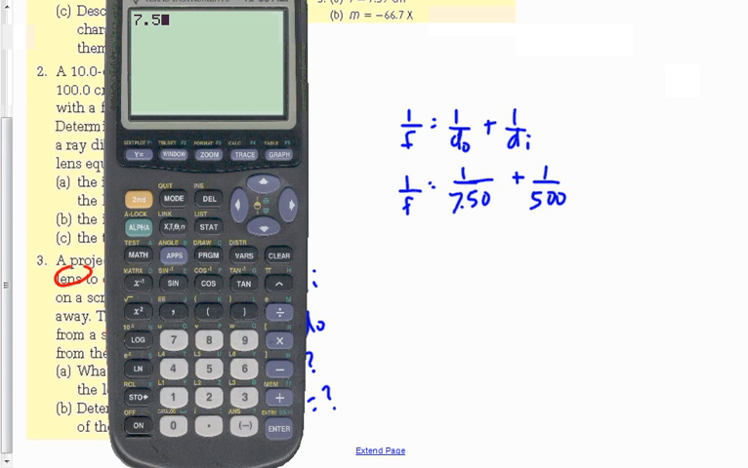7.5 x to the minus 1 plus 500 x to the minus 1 gives me 0.135. Let's flip that over. If this is a multiple choice question, what are the odds of 0.135 being there? Probably pretty good, because that's an easy thing to forget to do, is to flip it over. Let's flip that over. F is equal to 7.39.